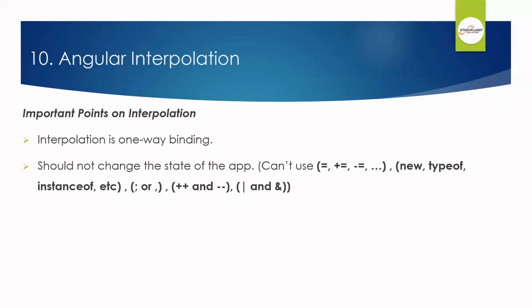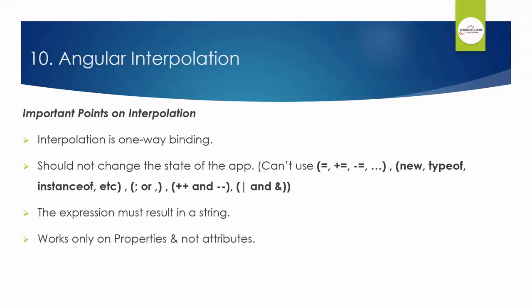One of the most important points for interpolation is that the expression must result in a string. If we return an object, it will not work. If you want to bind an expression that is other than a string, for example, Boolean, then we need to go for property binding. That is the best option for that.